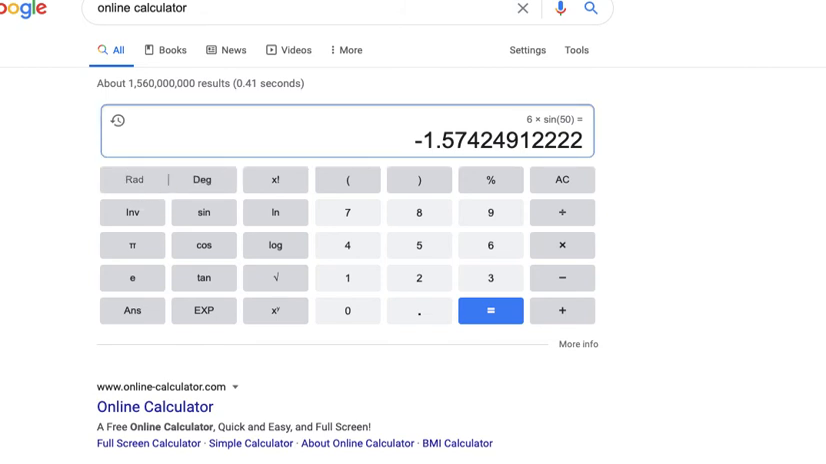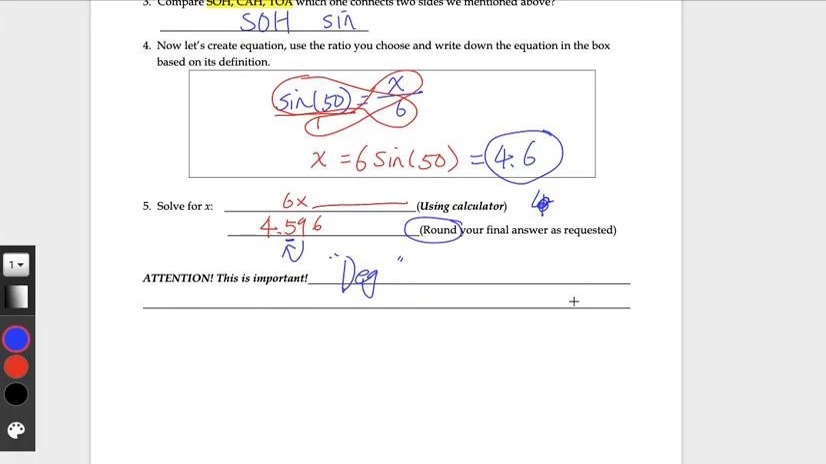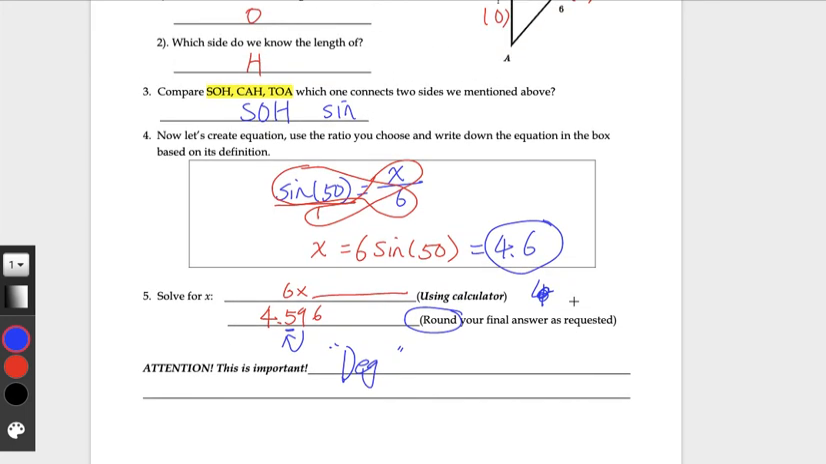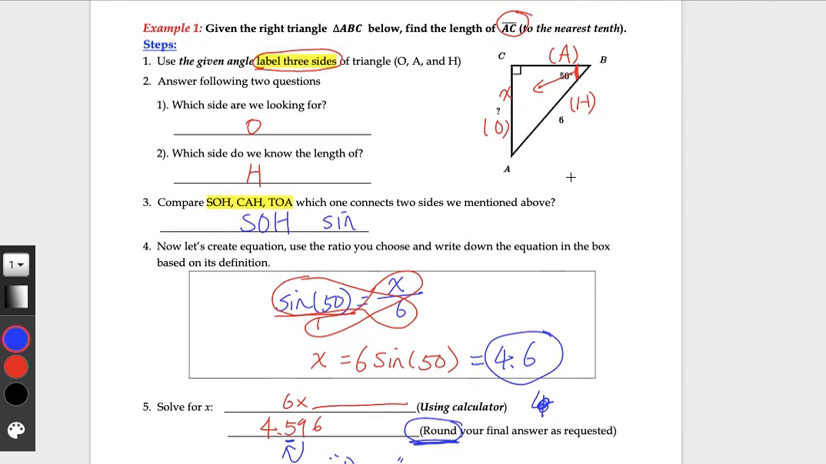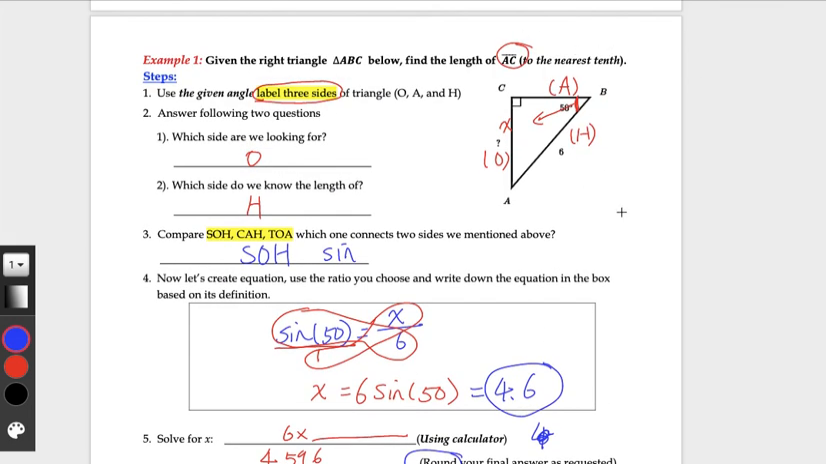Okay, so that's one example I want to remind you. Do not forget to always round up your answer based on whatever the question asks you for. Okay, so that's the first example.